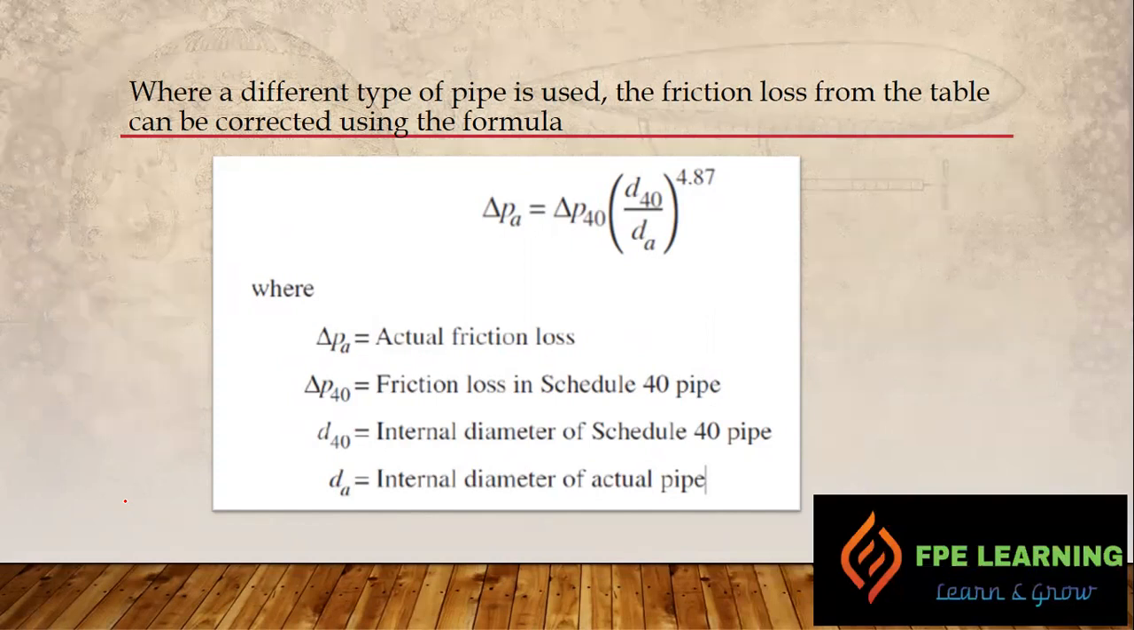So we have to use this formula, which is change in pressure absolute, the actual friction loss, equals ΔP40 times (D40 over dA) to the power 4.87, where ΔPA is the actual friction loss, ΔP40 is the friction loss in schedule 40, that is fixed. D40 is the internal diameter of the schedule 40 and dA is the internal diameter of the actual pipe. This formula at this moment may look unfamiliar, but we'll solve it in a while so that we can find it easily.